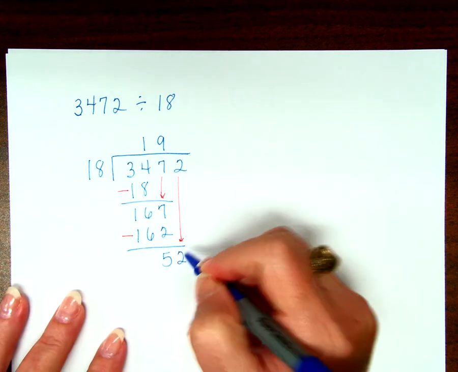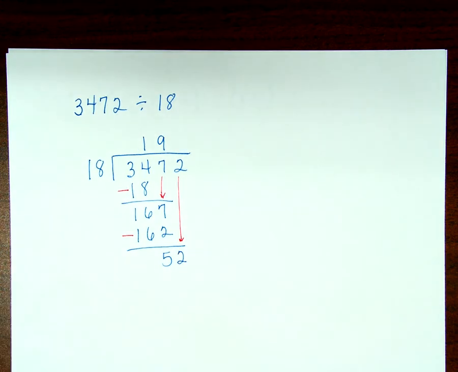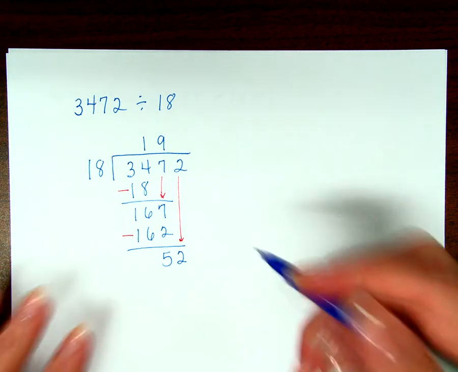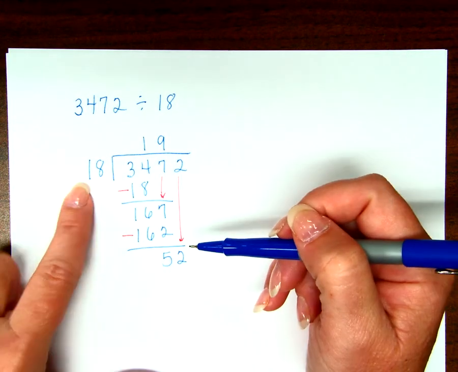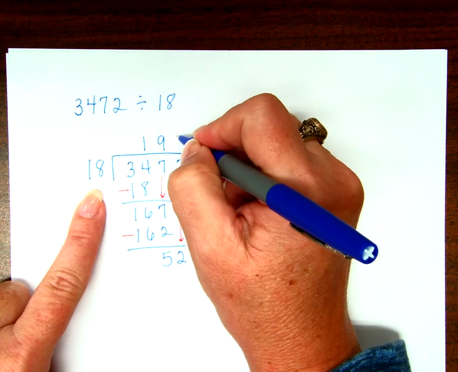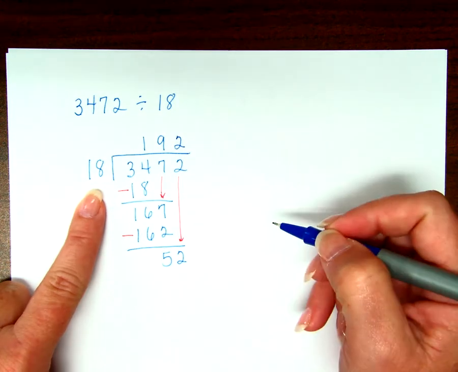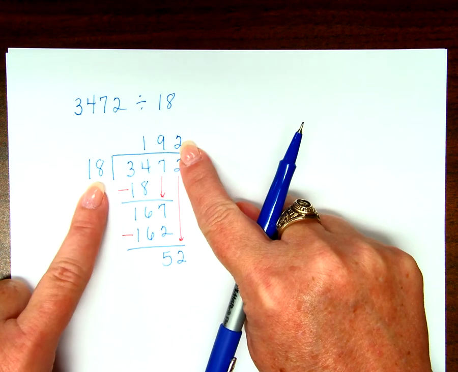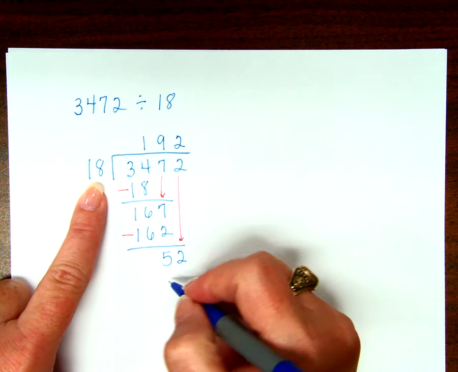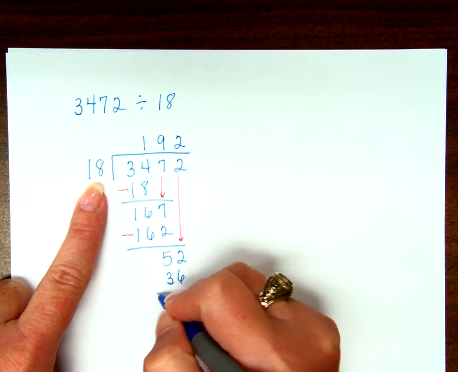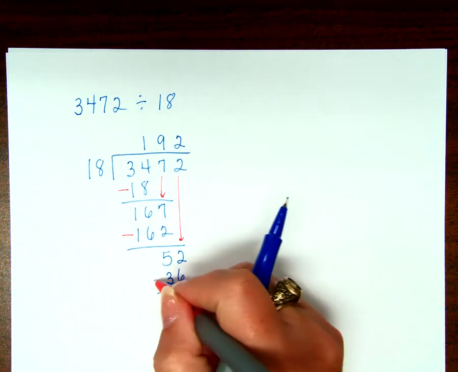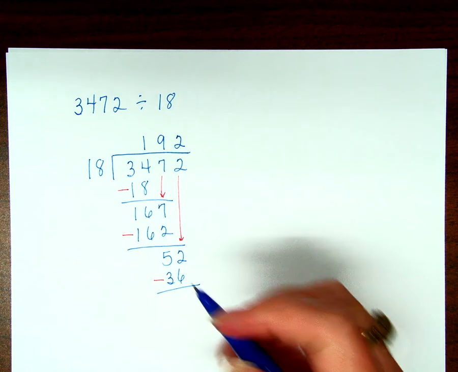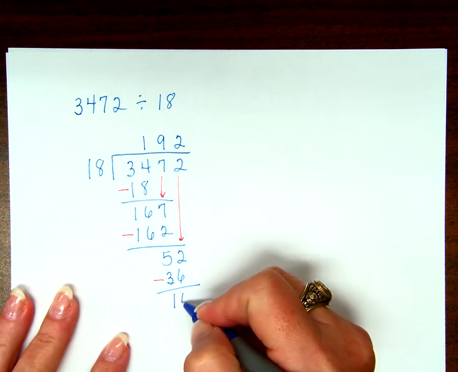Is this hard or easy? Like so easy that I'm just saying and now, because you already know what to do, right? Okay, so 52 divided by 18. 2, right? 2 times 18. 36. And subtract. And you get 16.